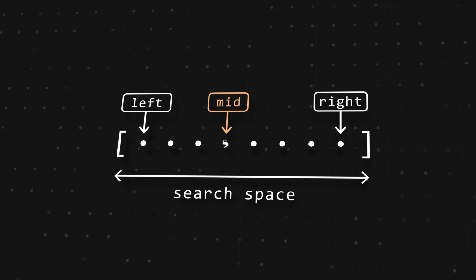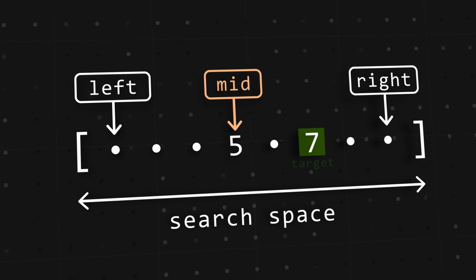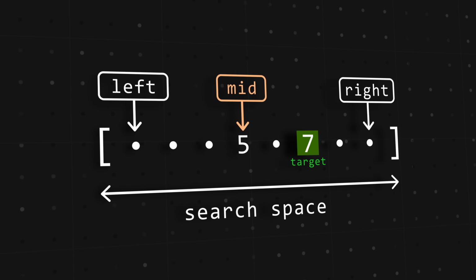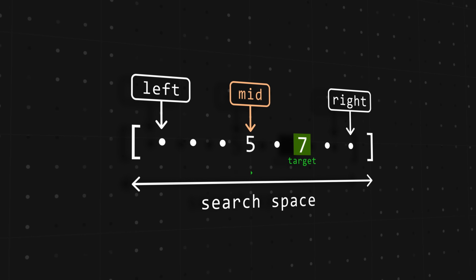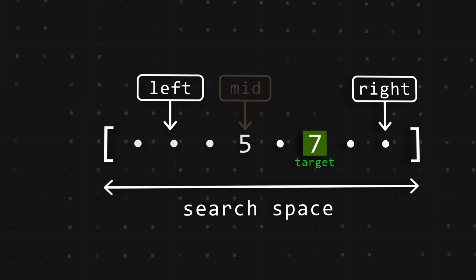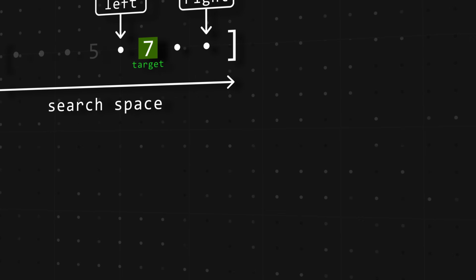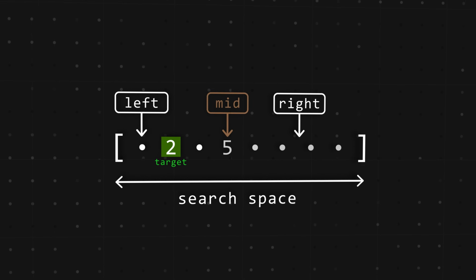So for instance, if we know the midpoint value is less than the target, or the value we're looking for, that means the target is somewhere to the right. So we narrow our search space toward the right. The inverse is true if it's on the left. That means we narrow our search space towards the left.